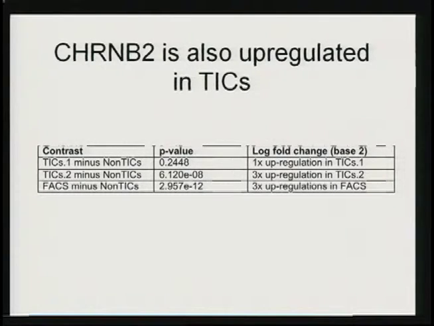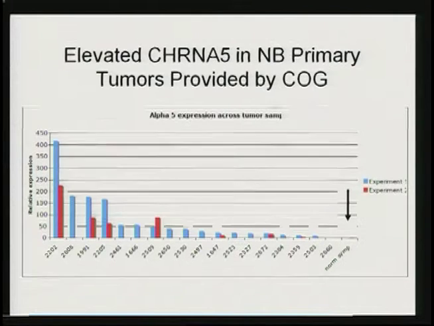And here are the fold differences in, again, the non-tumor initiating cells with respect to these different subpopulations. And here, now you can see this S2 population. There's a 3-fold upregulation in CHRNB2 with respect to the non-tumor initiating cells, and as well a 3-fold upregulation in the FACS-sorted cells versus the non-tumor initiating cells. And again, extremely highly significant p-values associated with these differences.